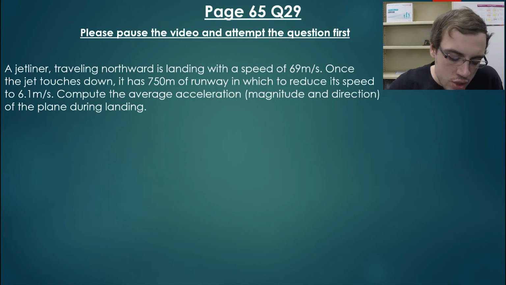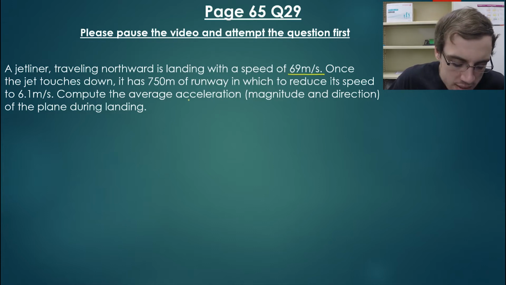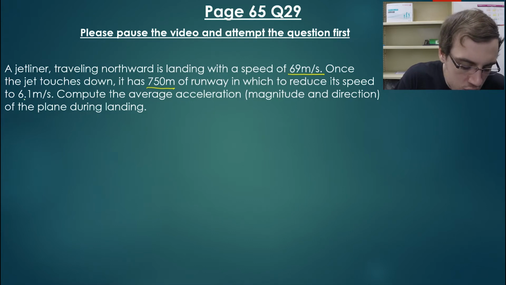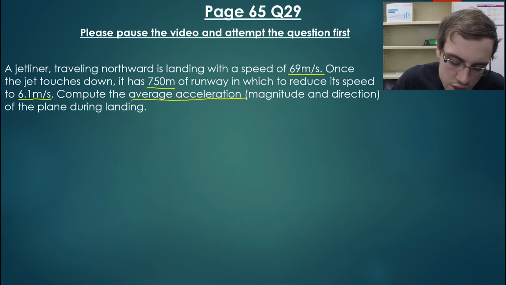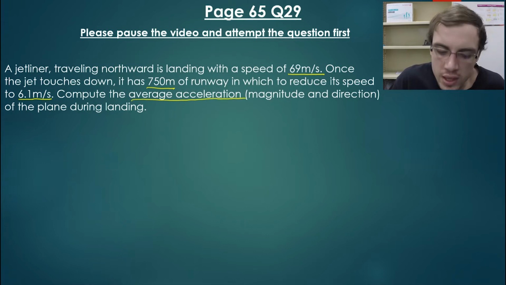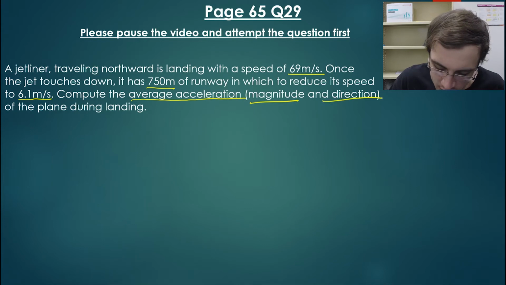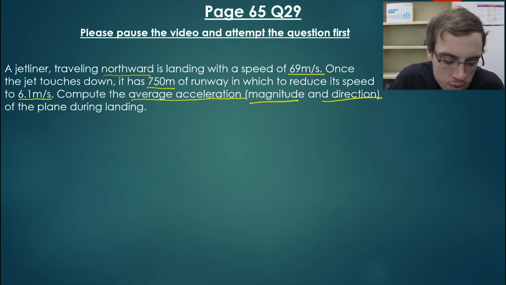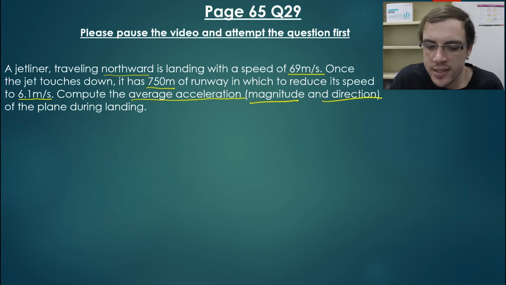So a jetliner traveling northward is landing with a speed of 69 meters per second. Once the jet touches down, it has 750 meters of runway in which to reduce its speed to 6.1 meters per second. So compute the average acceleration. So it's asking for two things here. It wants the magnitude and the direction. So the big thing here is that we are given a direction, so northward. So this tells me that we're looking at vectors. So we're going to be looking at our kinematic equations, so velocity, displacement, everything like that.